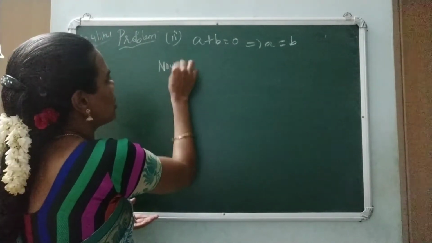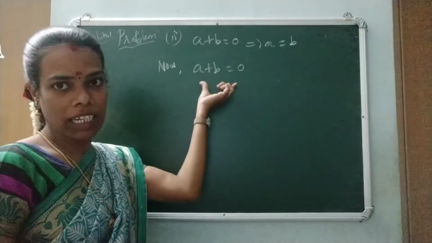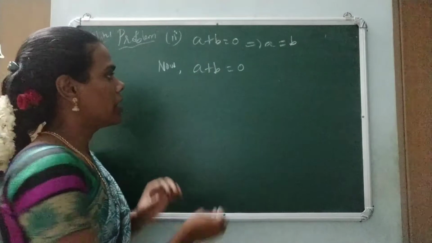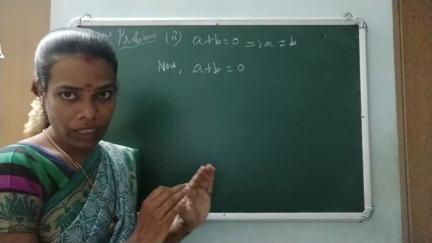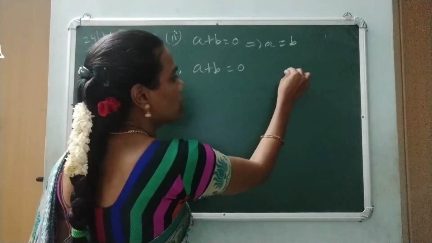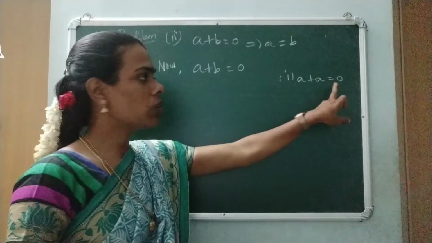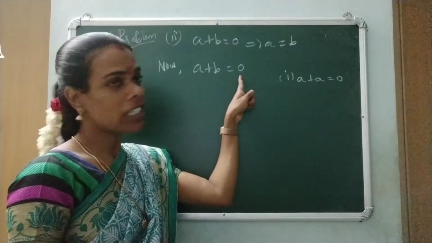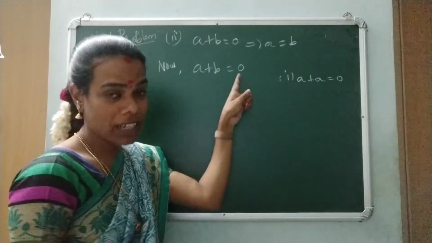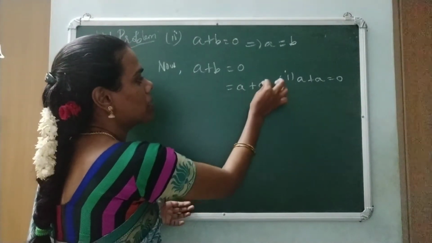Now I can take the left side, a plus b equal to 0. Now I can use this condition. Right. So here look at that 0. Now we proved the first case. So first case is what? A plus a equal to 0. So 0 can be written as a plus a, right? So here instead of 0 you can replace a plus a.